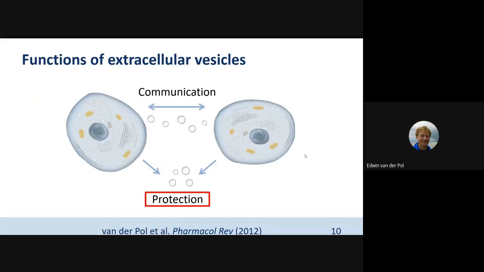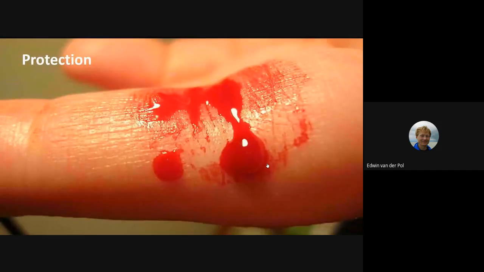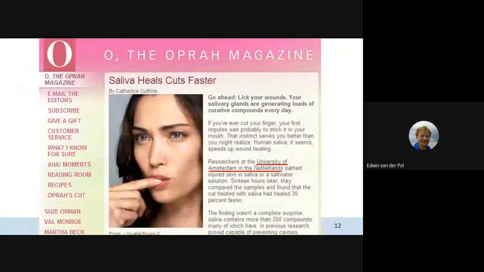Regarding protection, cells use vesicles to protect either themselves, but it could also be protection of an organism as a whole. So, of the latter, I have this example. Here you can see a bleeding finger. Now, what is a natural response when you have a bleeding finger? You stick it in your mouth.